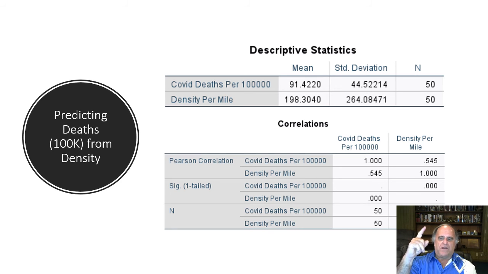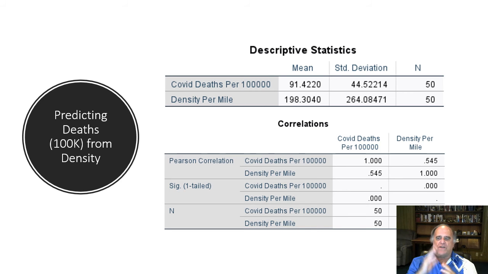We're only going to load in one predictor. So it's a really simple model, a simple regression. We're just loading in density per mile. We're just asking for the basic statistics because, again, with simple regression, we don't need the more complicated statistics, unless you want to look at some of the residuals and things like that to check on the assumptions.